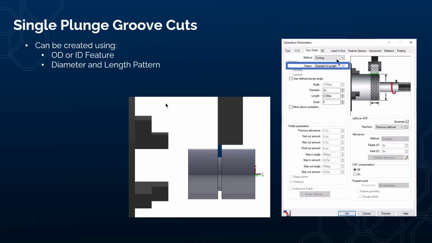Next, we will discuss how to create single plunge groove cuts. So this would occur when the groove insert width is equal to the width of the groove of the part. Thus, no stepovers are required, and all you have to do is a single plunge cut. This has to be done in a special way in CAMWorks. You have to define this as an OD or ID feature, not a groove feature, and under the Turn Finish tab, you have to select diameter and length pattern for your pattern option. Let's take a look at how this works.